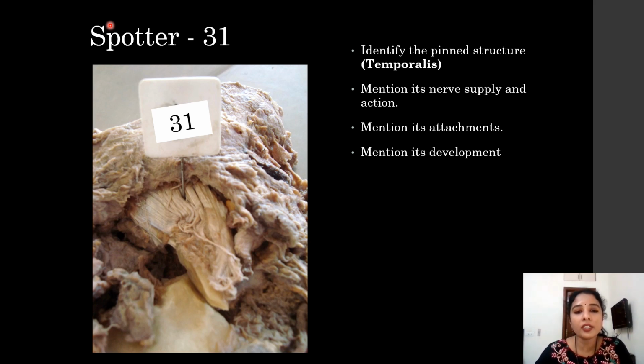So temporalis also helps in the side to side grinding movements. Both right and left temporalis act for grinding movements of the mandible. And we already know that it helps in the retraction of a protruded mandible.